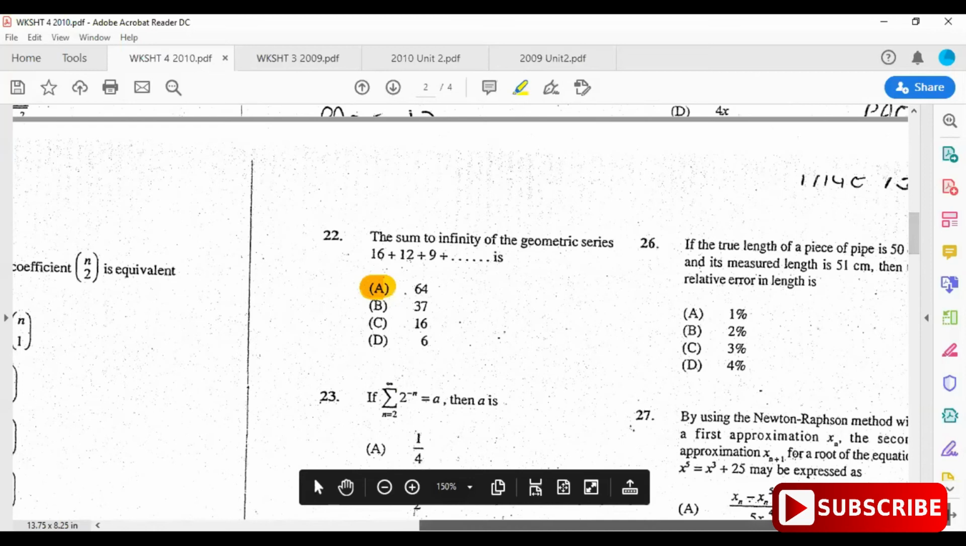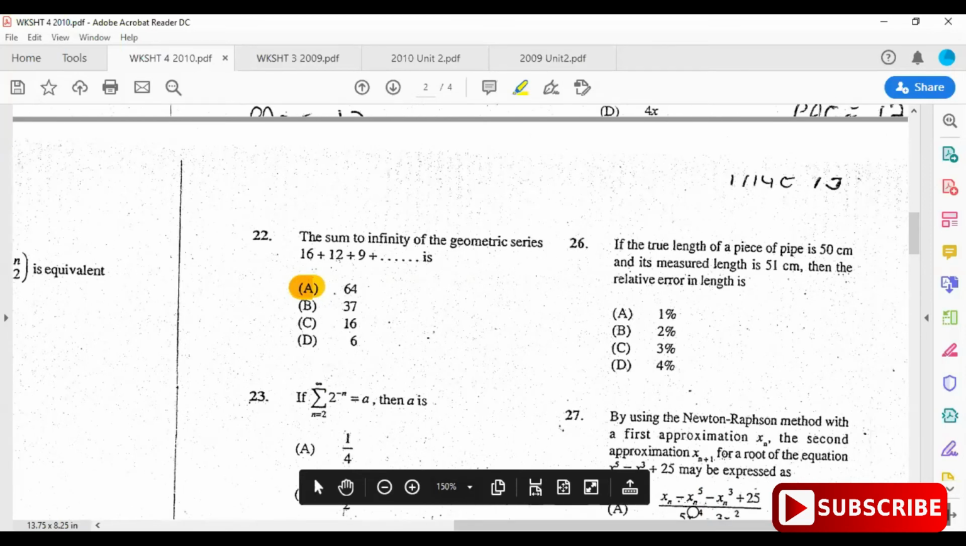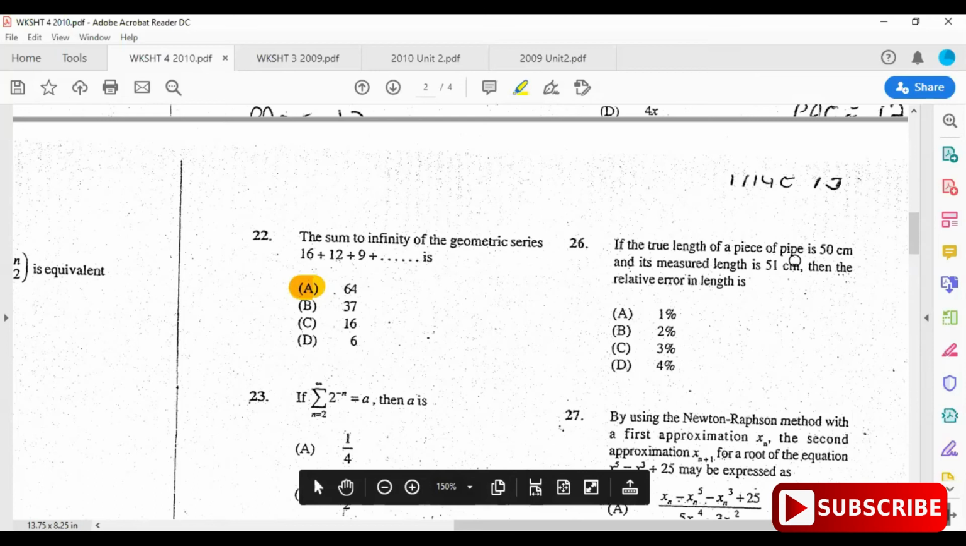Now, this question is saying the true length of a piece of pipe is 50 centimeters and it is measured to be 51 centimeters. What is the relative error?